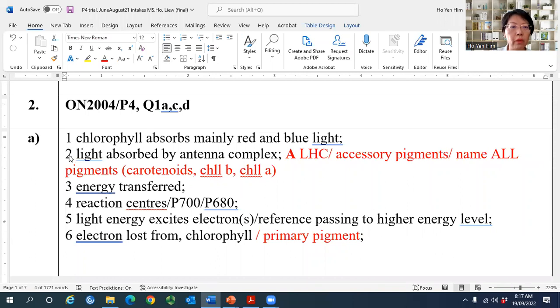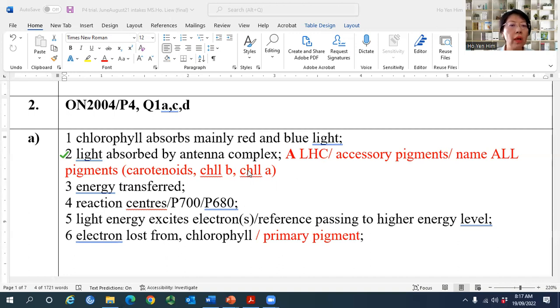Photoactivation of chlorophyll, I would prefer to start with number 2. First, the light is being absorbed by the antenna complex, or I'll accept light harvesting complex, or light harvesting center, or accessory pigments. Or if you want to name the pigments, you have to name all the accessory pigments which are carotenoids, chlorophyll B and chlorophyll A. So first, the light will be absorbed by the accessory pigments in the LHC, number 1.